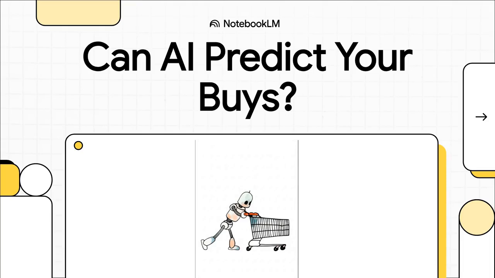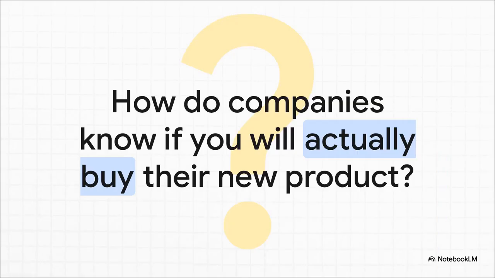Okay, let's unpack this. If you run a major corporation and you need to know if your new product is going to fly off the shelves, you are sinking millions, maybe even billions, into consumer research, polling thousands of people, usually asking them for a simple 5-point Likert rating to gauge purchase intent.